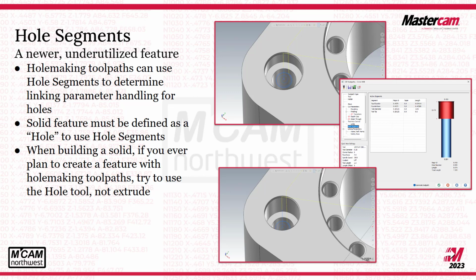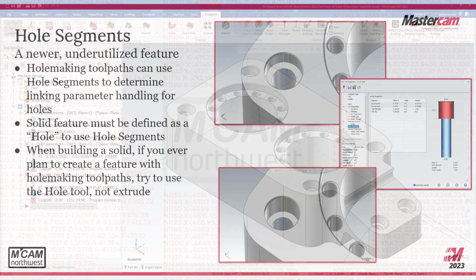I wanted to talk about this a little bit because it is tied to solid history. It's important to note that if you want to use hole segments in your parameters for a Holemaking toolpath, you have to have the entity defined as a hole, not an extrusion. There is a difference between those two. So if you have round holes, consider using the hole tool in Mastercam rather than the extrude tool, because it's going to give you more flexibility.